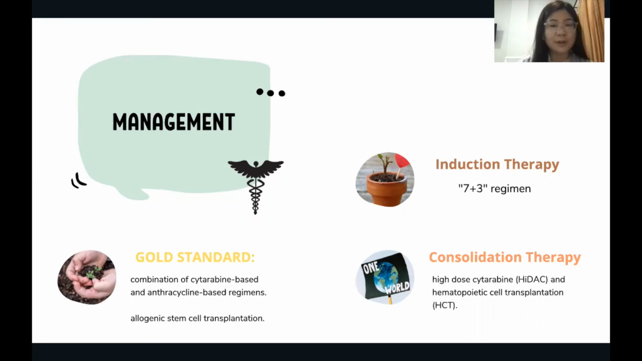I'll be explaining about the management of acute myeloid leukemia, or as we know, AML. The gold standard of AML therapy remains a combination of cytarabine-based and anthracycline-based regimens. For candidates with eligible conditions, allogeneic stem cell transplantation should be considered.